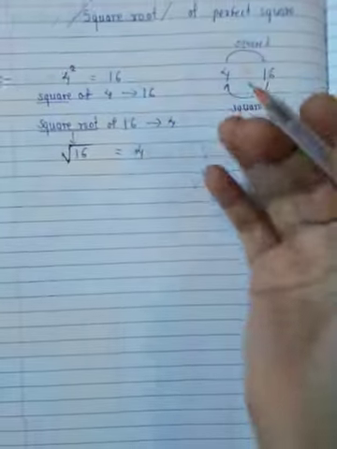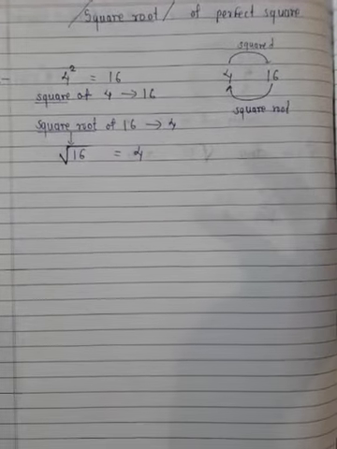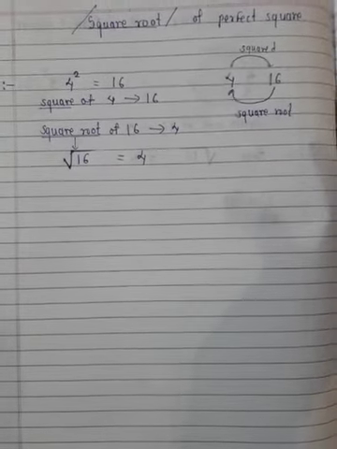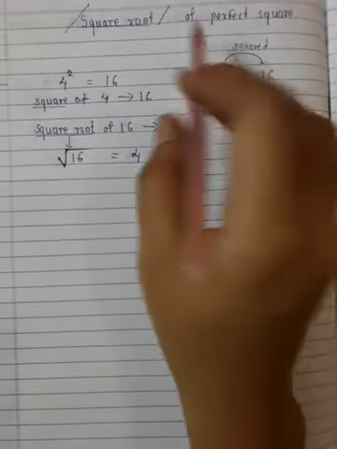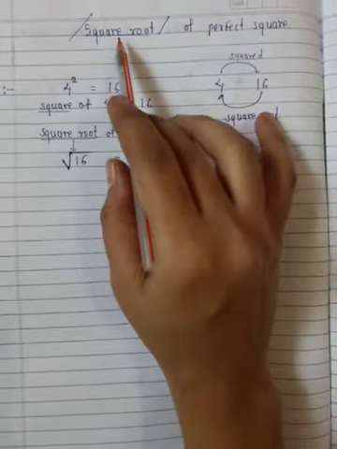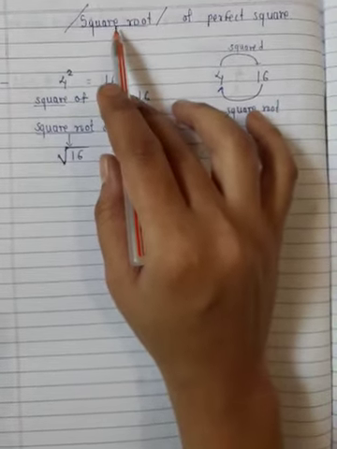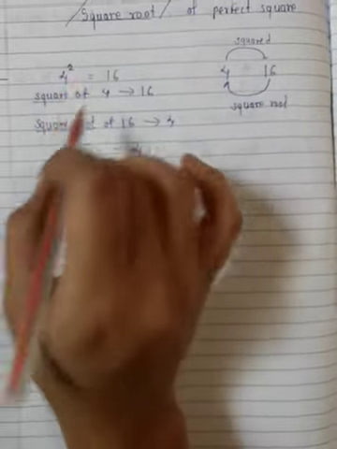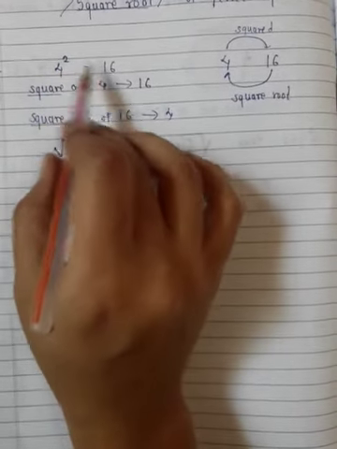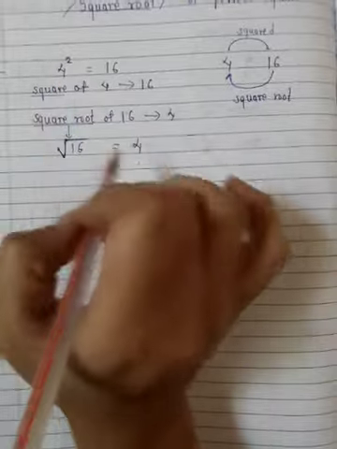You can find square root of other numbers also, but there are different methods. In your syllabus you will study only square root of perfect square. So here, if 4 square is 16, then square root of 16 is 4.